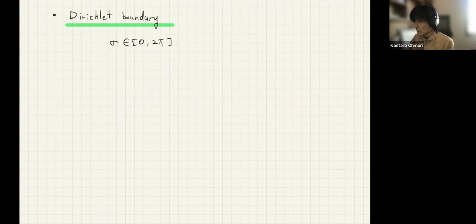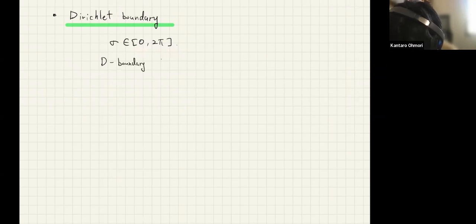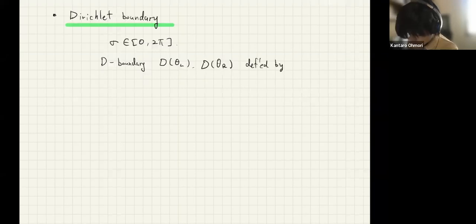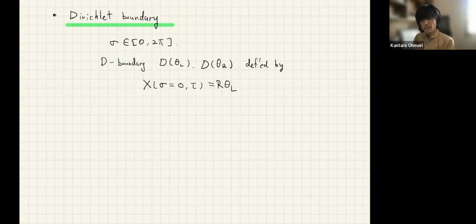So there are two boundaries, at sigma equals 0 and sigma equals 2 pi, and we put the D-shaped boundary condition, D of theta L and D of theta R, defined by the D. So we demand that at sigma equals 0, it's R theta L, and at sigma equals 2 pi, it's R theta R. Okay.